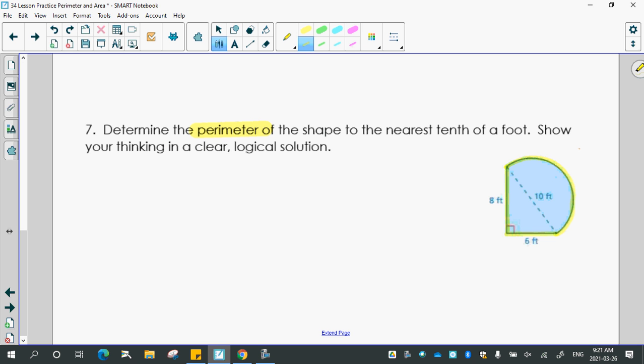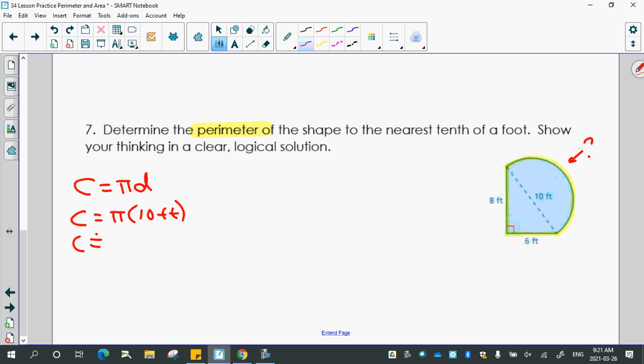So how do I figure out this distance here? Well, circumference equals pi times the diameter. And we know that the diameter is 10. So then we just do that. And you should get 31.4 feet.